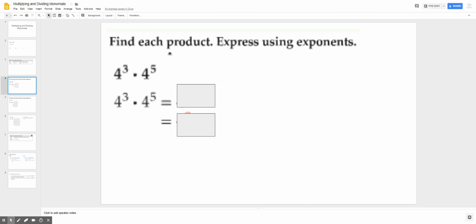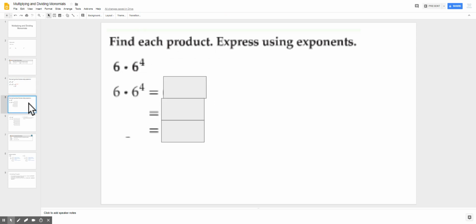Alright, so let's look at our next example. We have 4 to the 3rd times 4 to the 5th. So what we're going to do is keep the base as 4. Then we're just going to add 3 plus 5. And when you do that, you get 4 to the 8th. And then that's your answer.